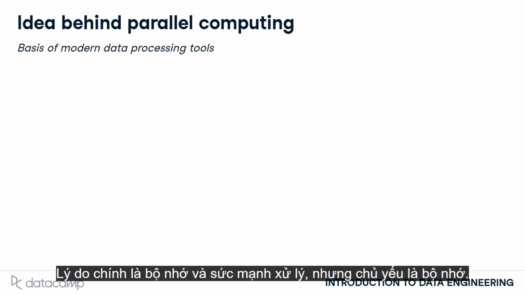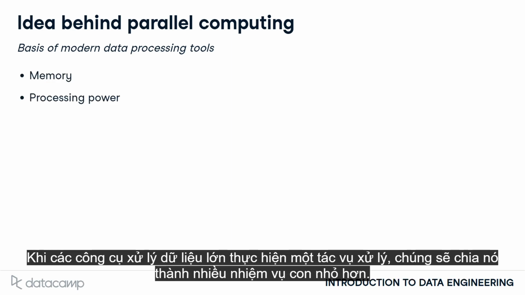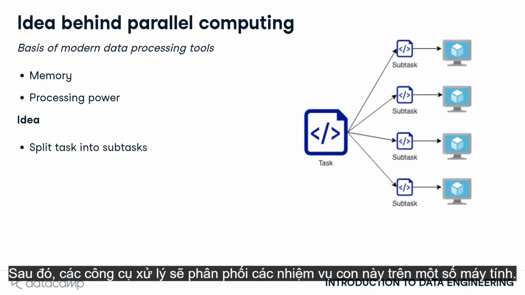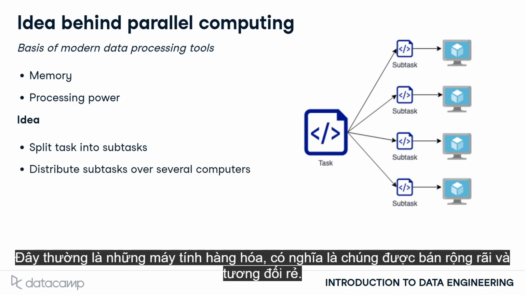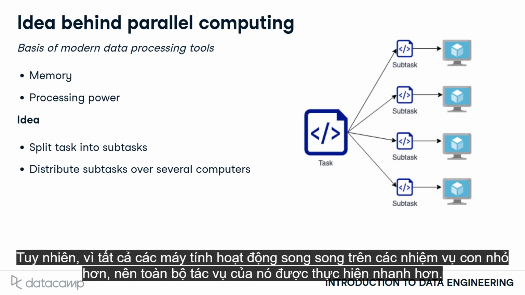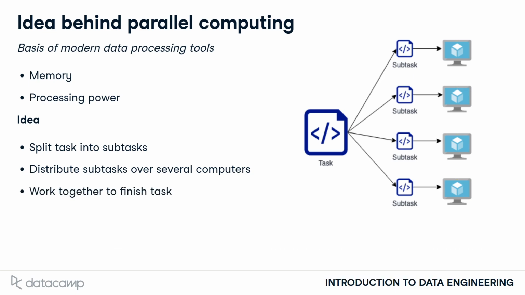The main reason is memory and processing power, but mostly memory. When big data processing tools perform a processing task, they split it up into several smaller subtasks. The processing tools then distribute these subtasks over several computers. These are usually commodity computers, which means that they are widely available and relatively inexpensive. Individually, all of these computers would take a long time to process the complete task. However, since all of the computers work in parallel on smaller subtasks, the task in its whole is done faster.